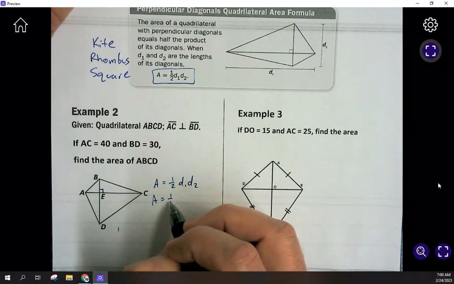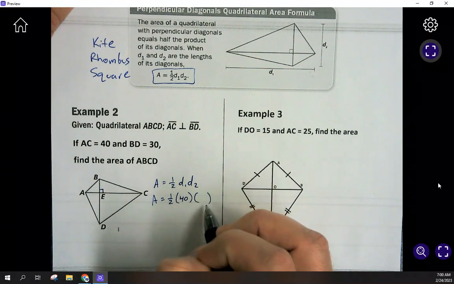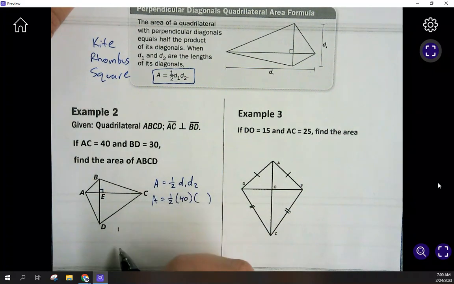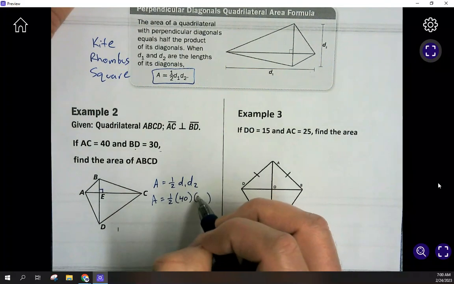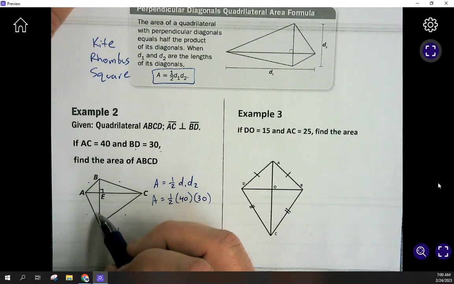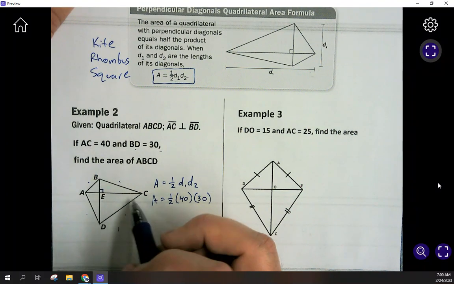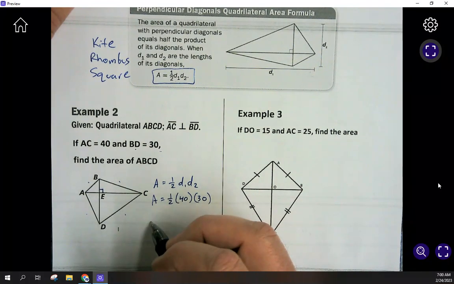So I'm going to plug that in. And it doesn't matter which one you call diagonal 1 and diagonal 2, because you're multiplying, any order doesn't matter. And BD, the other diagonal, equals 30. Notice those are not sides of the shape. They go across from vertex to vertex. That's your diagonal. If they hit at 90 degrees, I can use this formula.